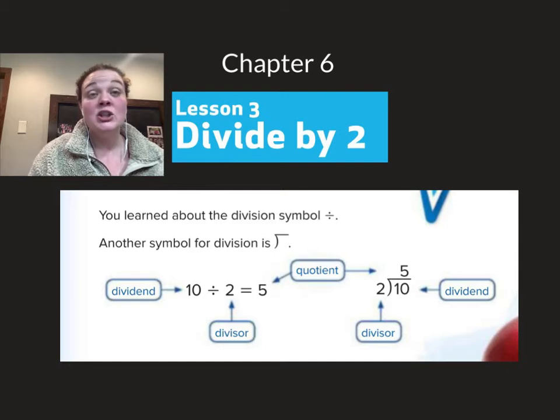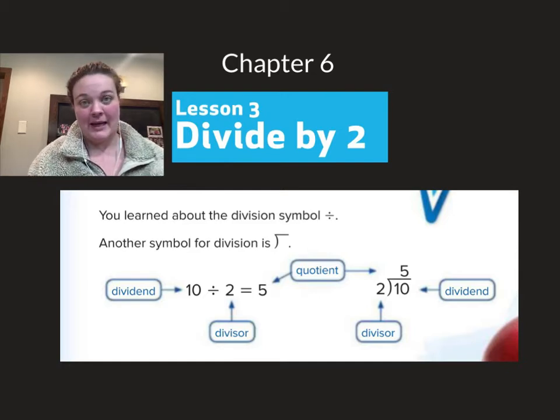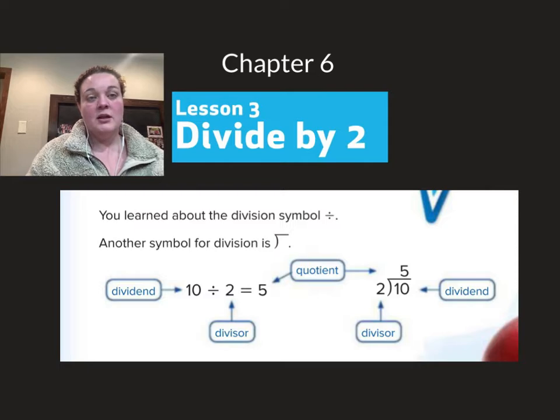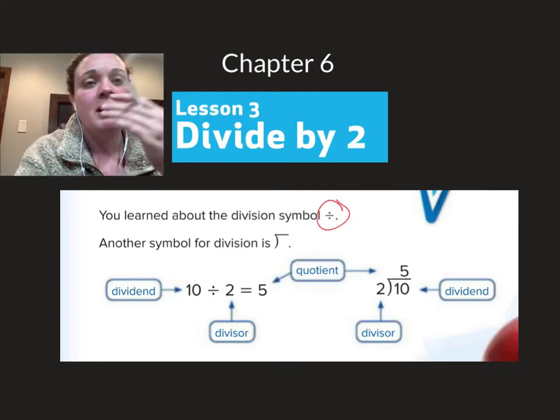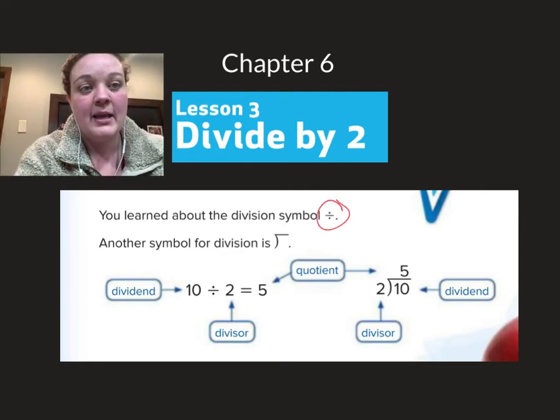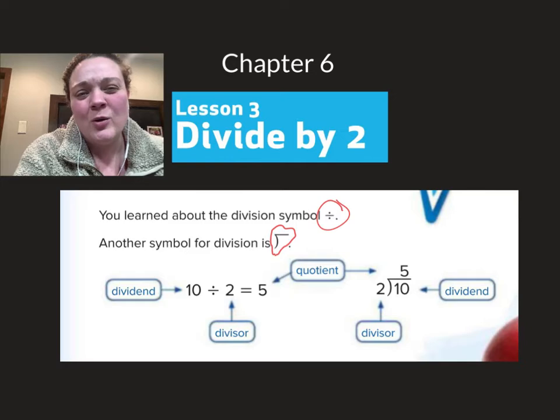So in lesson 2, we talked about multiplying by 2. So today we're going to talk about its inverse, or its opposite, dividing by 2. You learned about the division symbol, this little guy right here. We're pretty comfortable with that division symbol, right? But another symbol for division is this guy right here. I call it the house. It's not the technical term, but it's just what I call it.